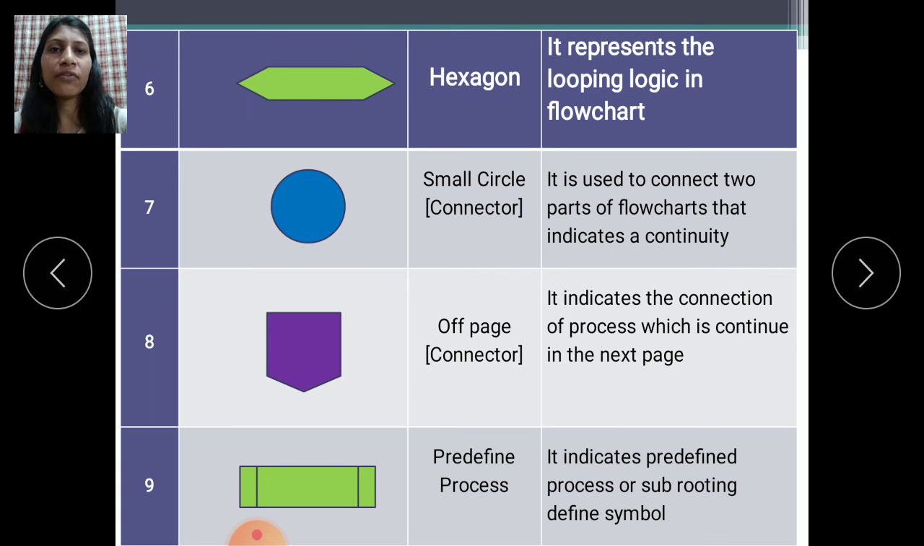See here, on one page you have drawn the diagram, and your diagram is half on the first page. If you want to continue the other part of the flowchart on the next page, you can use this small circle. It shows the connection of the diagram from one page to the other, meaning the flowchart does not stop on the first page. It will continue on the next page.